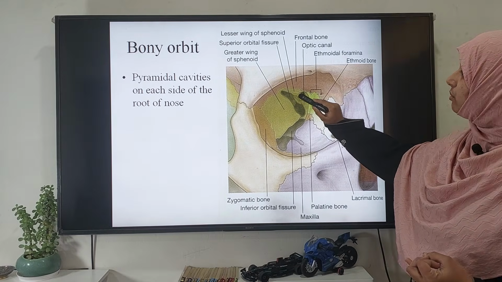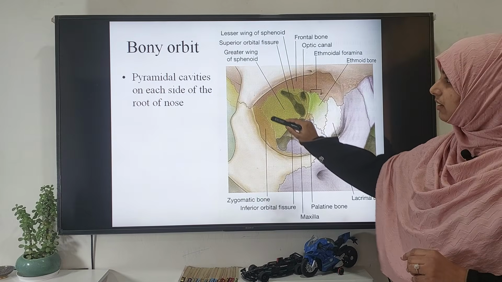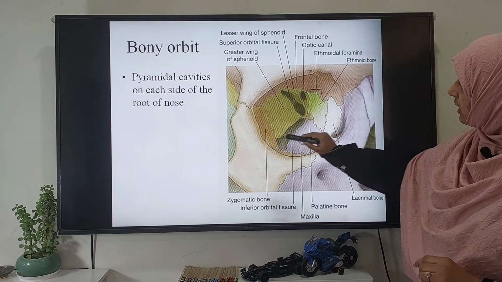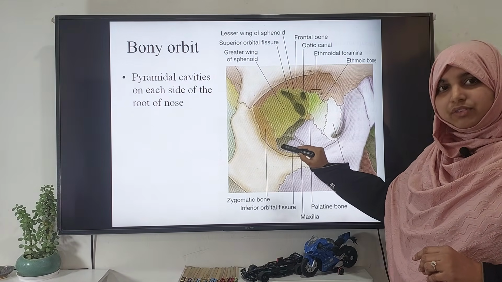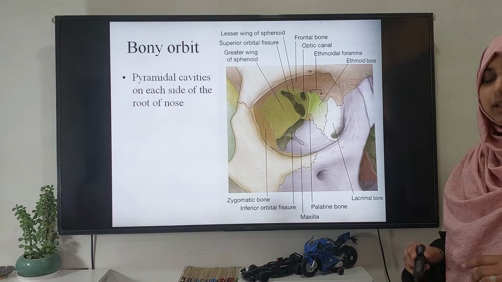In the sphenoid bone, we have two parts here. One is the lesser wing of sphenoid, the other is the greater wing of sphenoid. And here we can see two fissures, which are called the superior and inferior orbital fissures. And here we have this optic canal.